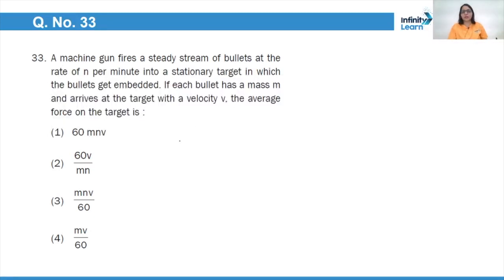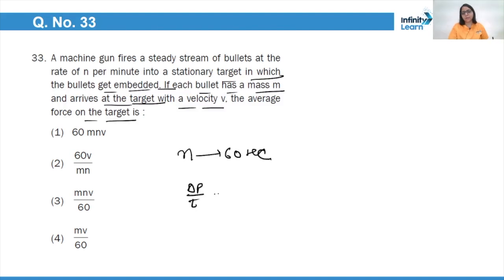A machine gun fires a steady stream of bullets at the rate of n per minute. So we are firing n bullets in 60 seconds into a stationary target in which the bullets get embedded. If each bullet has a mass m and arrives at the target with the velocity v, the average force on the target is. So it is delta p upon t, right? So over here, the change in momentum of n bullets will be nmv divided by the time taken, which is 60. So nmv upon 60 is the force, which is option 3.